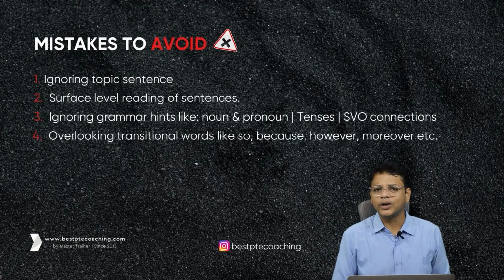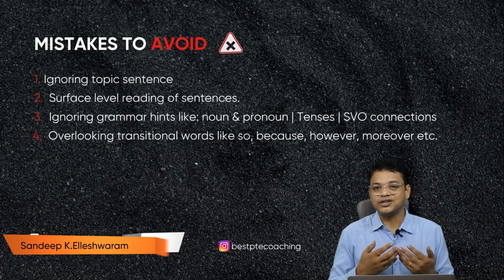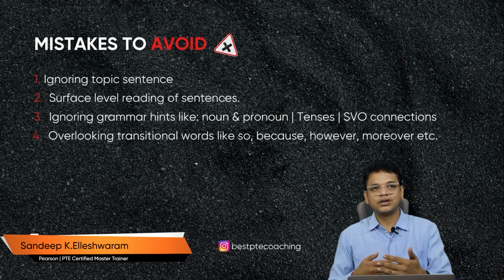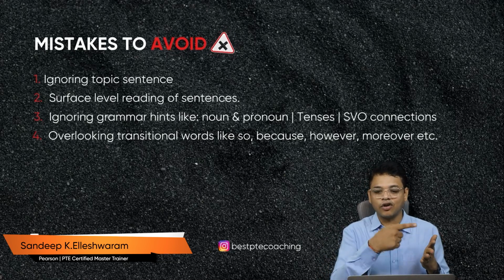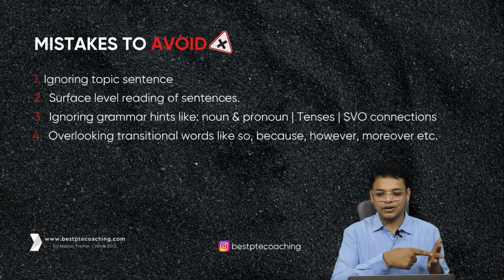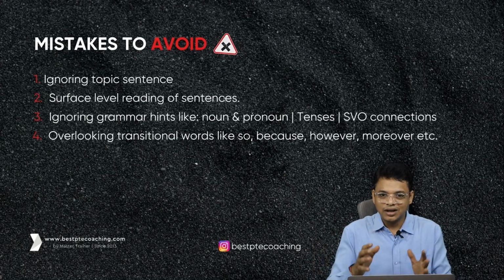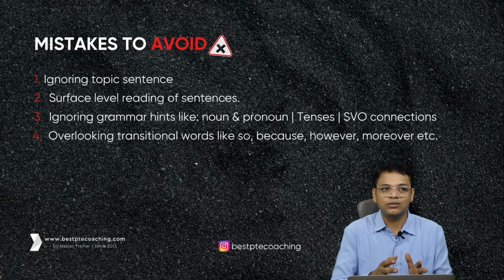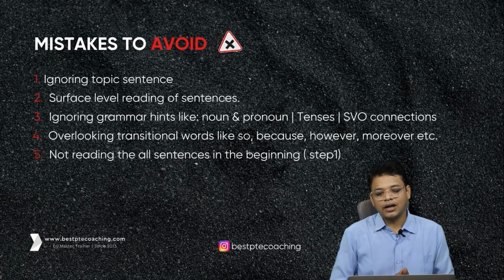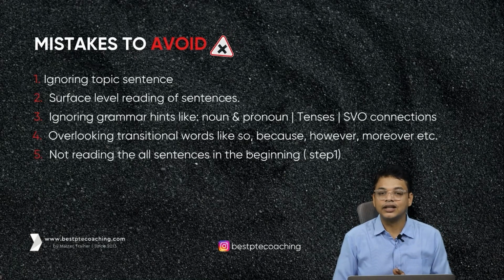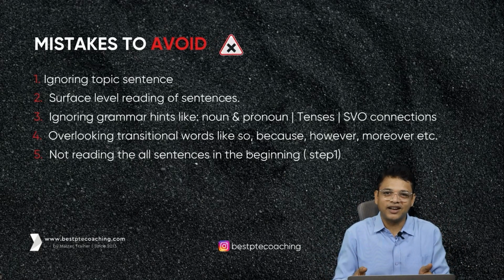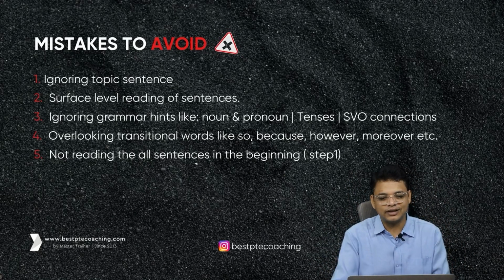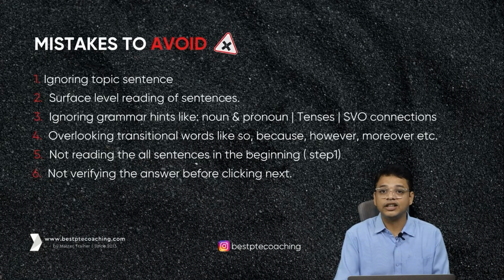And the other thing, ignoring the transitional words like so, because, however, moreover. Because and so are for reason, right? However is for contrast, but is for contrast, right? Moreover is extension. So these transition words also you should not ignore, wherever they are there. And then not reading all the sentences in the beginning. Not implementing step 1 is also one of the issues in reorder paragraphs, one of the mistakes you should avoid. And not verifying the answers before hitting the next button is also another mistake.